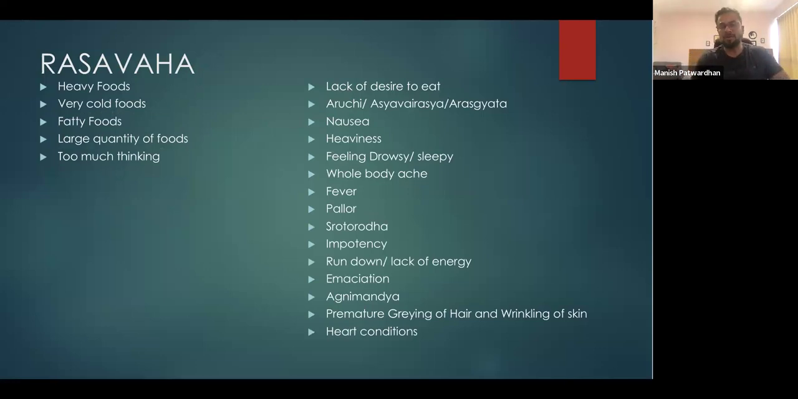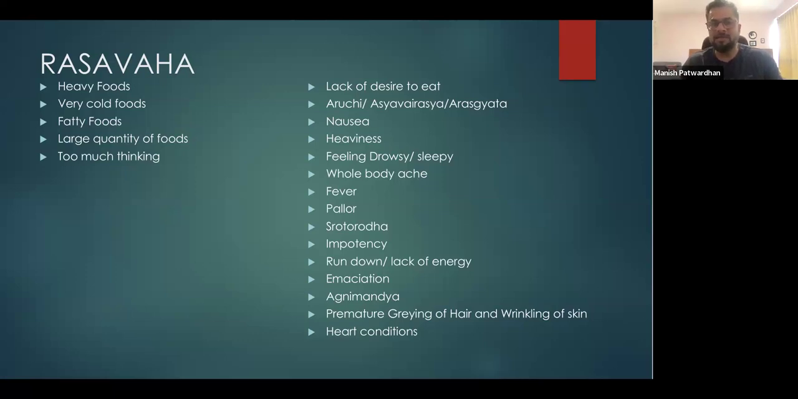Now Rasava srotas, again the main organ is the heart. And if you look at this, Rasa and Kapha are similar in nature. We have said this earlier. Rasa is just like good quality Kapha, doing all the functions which are expected from Kapha: nourishment, lubrication, etc.